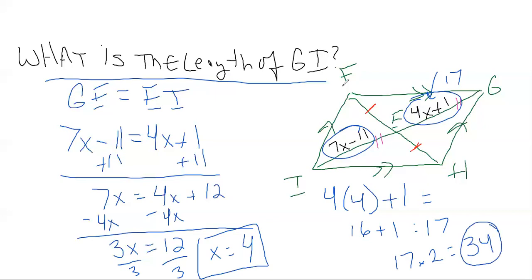We could go ahead and check just to make sure our lengths are the same. 7 times x is 4, so 7 times 4 minus 11. 7 times 4 is 28, minus 11 is also 17. So we could have used either side in order to do that problem. It would not have mattered. It's always good to check our work anyway.